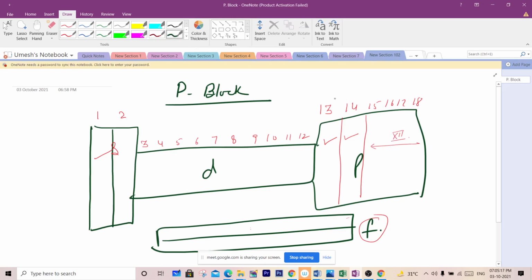Currently, we have these two groups that we need to discuss now: group number 13 and group number 14. We'll be discussing these two groups in detail now.